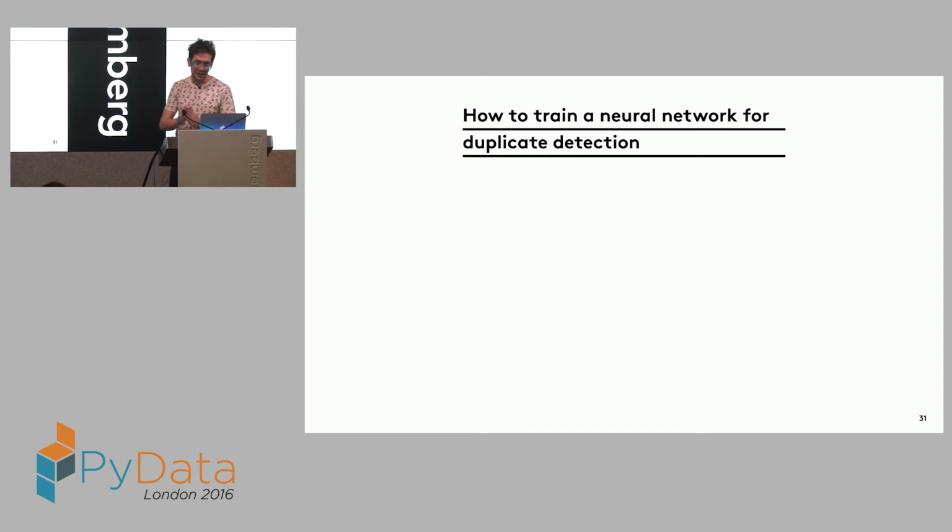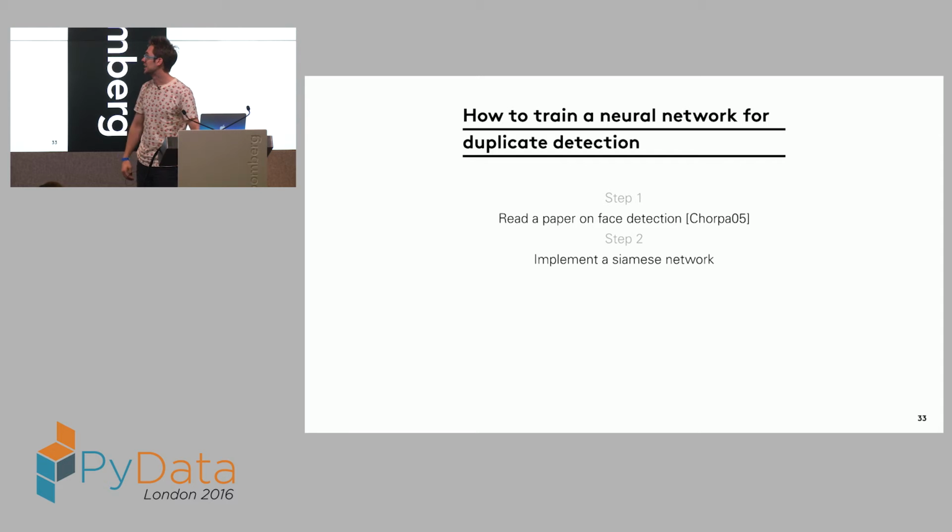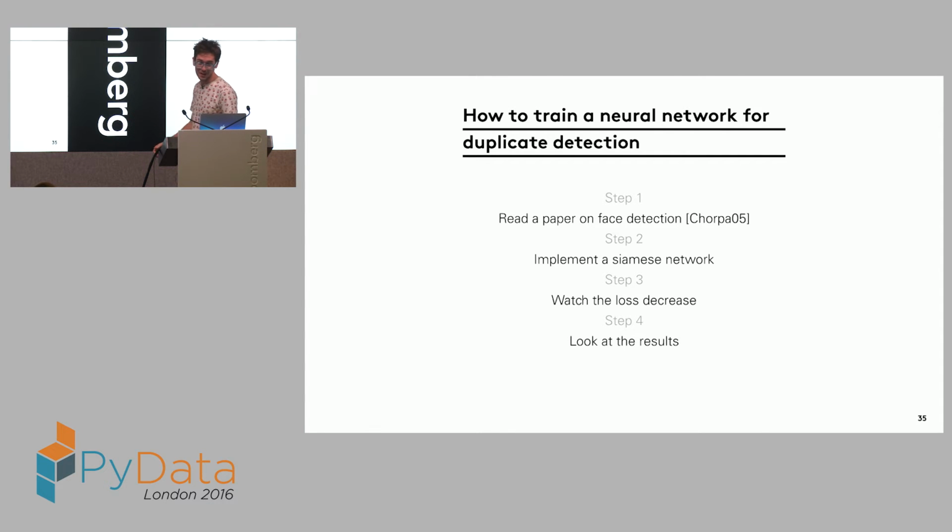So how did I actually go about the process of doing this? Well, I read a paper. It's a good paper. I implemented the network, and I sat and watched the loss decrease. I don't know how many of you have actually done this, but when you start printing out the loss as you work through, it's strangely satisfying. You can occupy quite a lot of minutes of your day just watching the numbers go down. And then you look at the results, and we find out whether it actually worked.